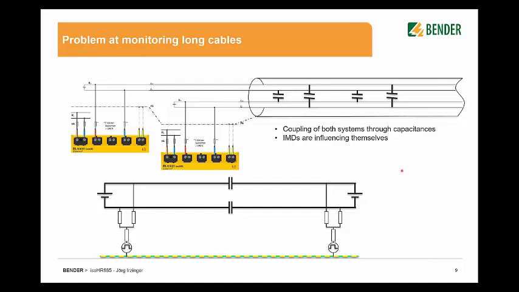What is the problem at monitoring long parallel cables? The problem is that between the cables, here you can see it, that's a system galvanically isolated from this system, and between the systems in the cable there are coupling capacitances. So if a pulse goes from the one IMD through the coupling capacitance to the other IMD, the 2 IMDs will influence each other. That's the problem we had to solve.